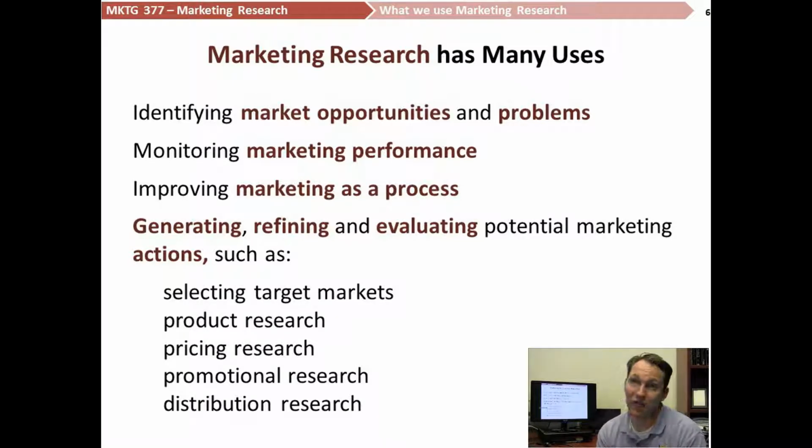So, as you probably remember from our second lecture, we talked about the American Marketing Association definition of marketing research, and it talked about things like marketing research being used to identify market opportunities and problems, to monitor marketing performance, to improve marketing as a process, and to generate, refine, and evaluate potential marketing actions. Now I want you to look at that bottom point, generating, refining, and evaluating potential marketing actions such as selecting target markets, product research, pricing research, promotional research, and distribution research.